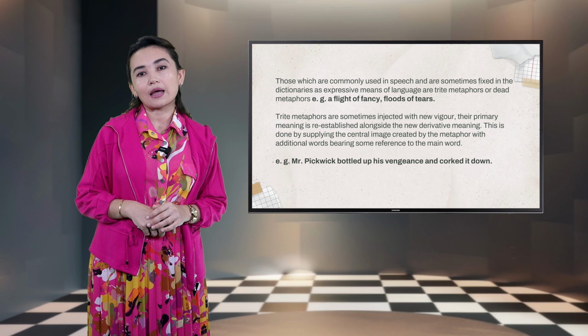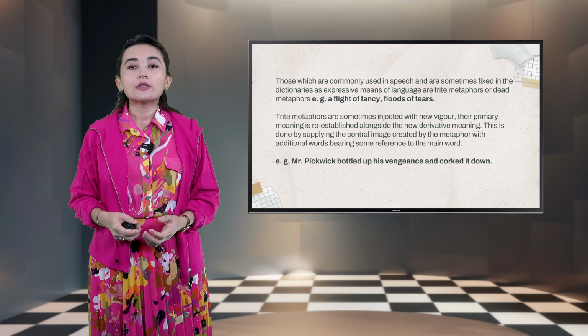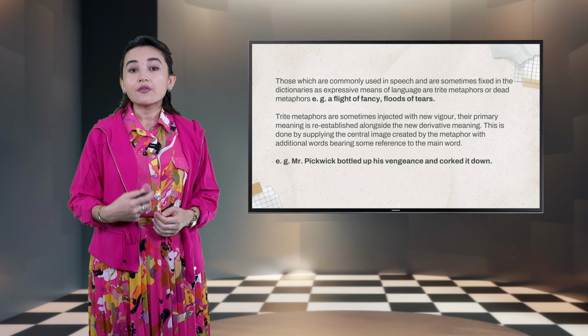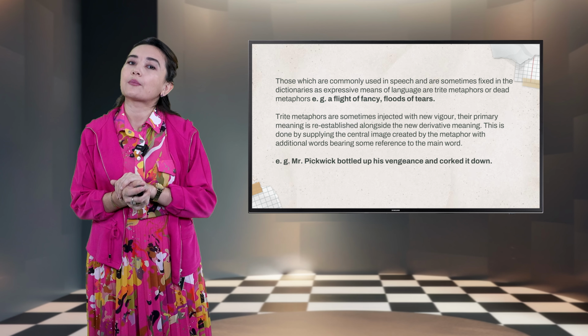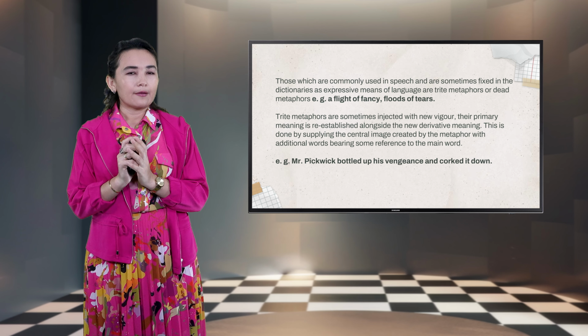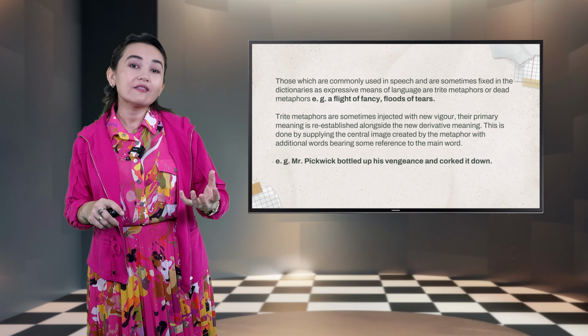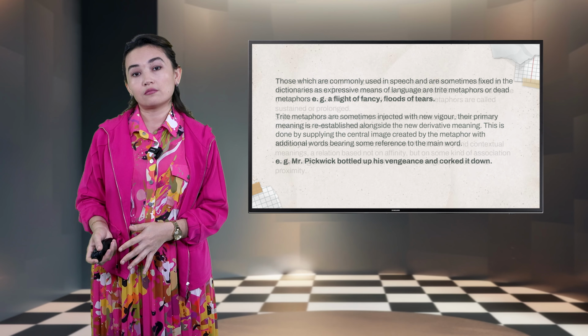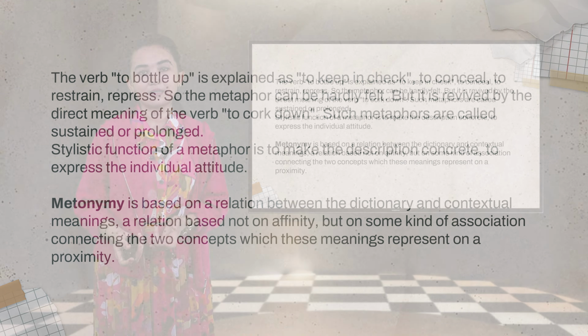And this is done by supplying the central image created by the metaphor with additional words bearing some reference to the main word. Let me give you an example. To exemplify, Mr. Pickwick bottled up his vengeance and corked it down. So here, the verb to bottle up is explained as to keep in check, to conceal, to restrain, repress.